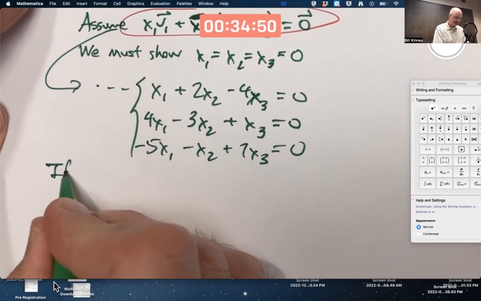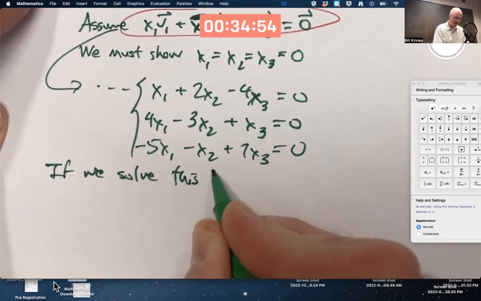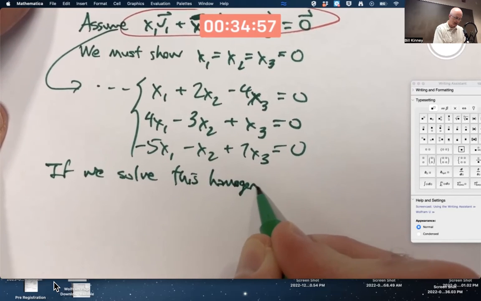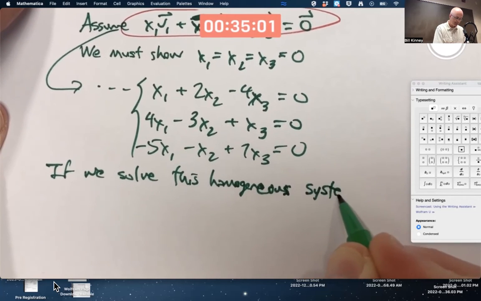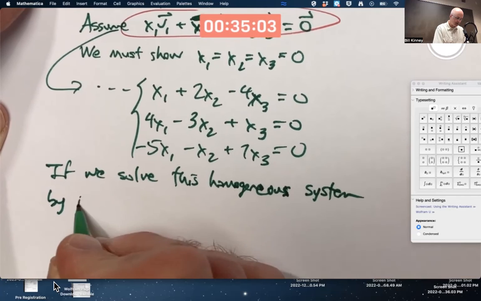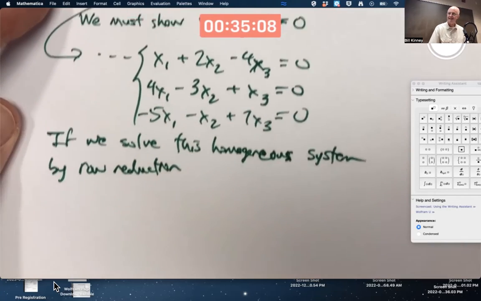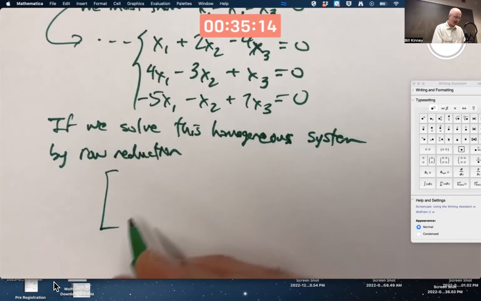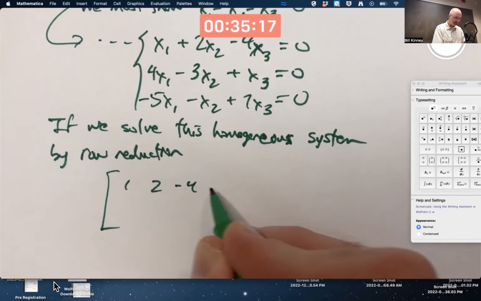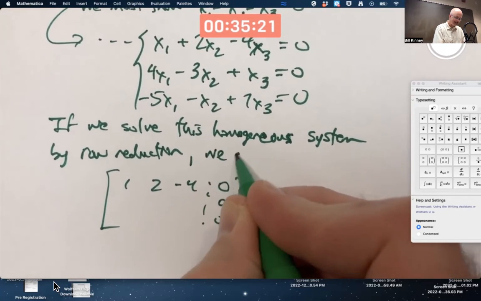If we solve this system, this homogeneous system, that's worth emphasizing, by row reduction, and so, yeah, somebody was asking about this. Row reduction is sometimes called Gaussian elimination. Okay, I'm going to go ahead and write an augmented matrix here. We also say we get.